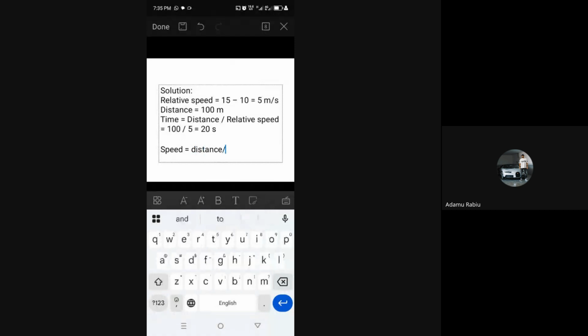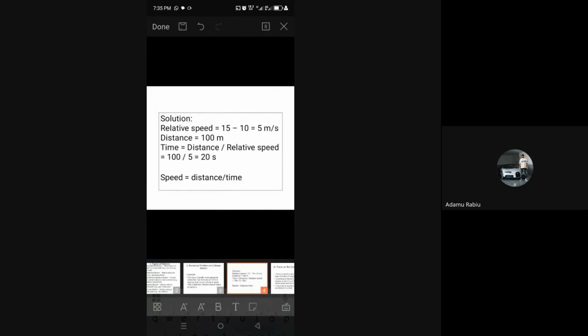I believe we all can still remember. This is just the first part of motion. Very simple. Speed is distance over time. So if speed is distance over time, it means time is going to be distance over speed. You have gotten your relative speed to be 5 meters per second. Distance is 100 meters. All you need to do is to divide 100 over 5, you get 20 seconds.